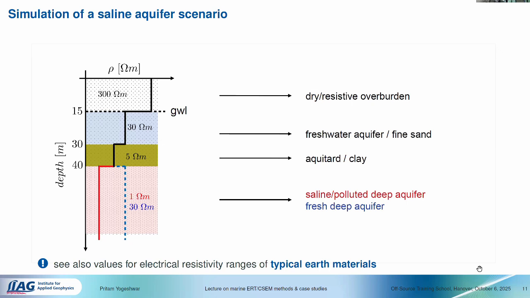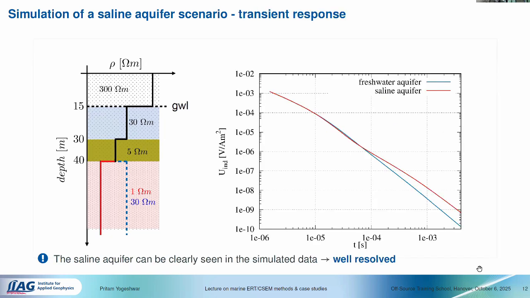So how would this look like in our measurements? So for the case where we have the saline aquifer here, we would retrieve the red curve, the red transient. And where we have the freshwater aquifer sitting here with 30 Ohm meter, we would retrieve this blue transient. And we see we have an increase in the induced voltage, and we can see already at a time of 100 microseconds, we have a very clear indication that there's a change of resistivity in the subsurface.